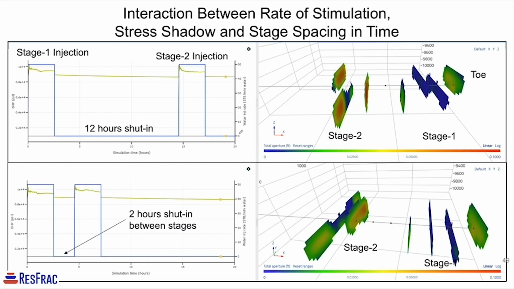This too can be simulated in ResFrac. In this simple example, the upper example is showing that when stages are separated by 12 hours, you wind up getting 3 fractures propagating in the second stage. But when they're close together and the stages are only 2 hours apart, we lose the hydraulic fracture coming from one of the perforation clusters due to that poroelastic stress change.